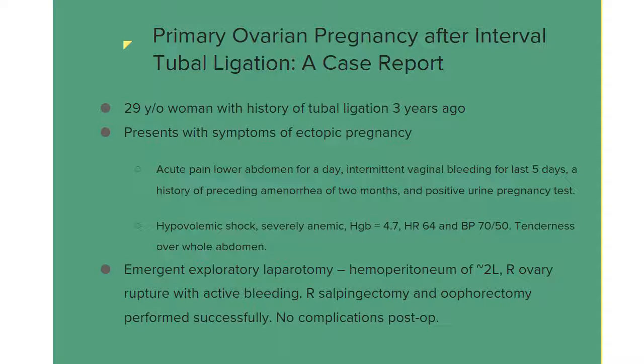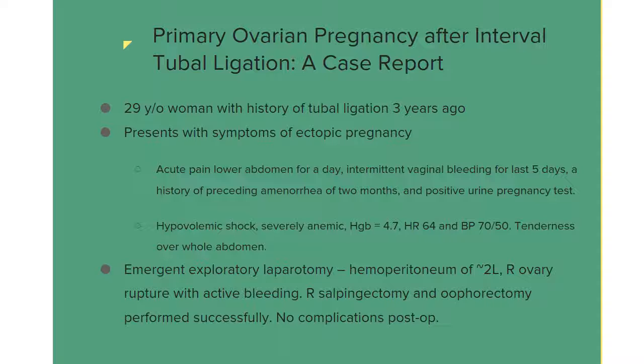In addition to all that we just discussed, we would like to present a case report describing the important considerations for patients with a history of tubal ligation. So this is a case report about a 29-year-old woman that had a previous tubal ligation and presented with symptoms of a ruptured ectopic pregnancy requiring an emergent exploratory laparotomy.